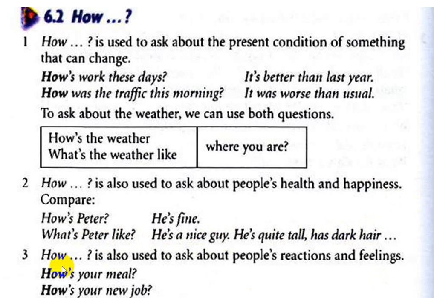Number 3. How is also used to ask about people's reactions and feelings. So it is used to ask about people's reactions and their feelings. How's your meal? And how's your new job? So we can use how for 3 things: to ask about the present condition of something that can change, to ask about people's health and happiness, and to ask about people's reactions and feelings.